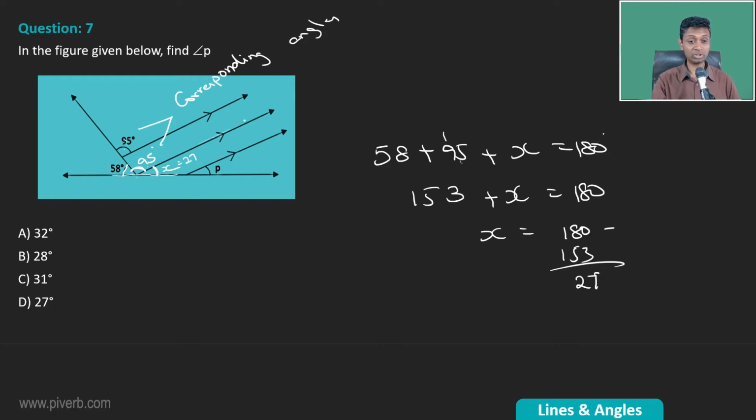Think about this. These are two parallel lines cut by a transversal like this. If this angle were 27, this angle would also be 27 because they are once again corresponding angles. X and P are corresponding angles. So if x is 27, so is P. Once again, a wonderful question based on the idea of parallel lines and transversal.